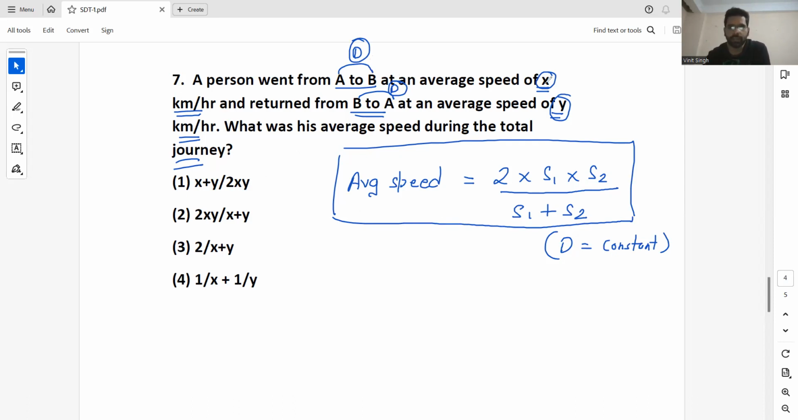Here, in both cases, the distance will be constant. Now, here the speed x is given, y is given. Directly we will apply 2 into x into y upon x plus y. So option number second will be the right answer. Now you should remember the formula of the average speed, which is equal to 2 into S1 into S2 upon S1 plus S2. Getting my point? Now, next question.